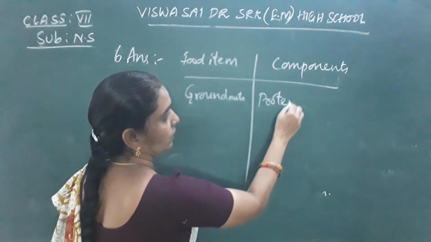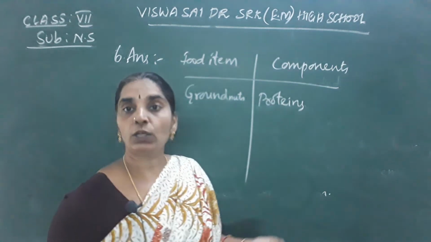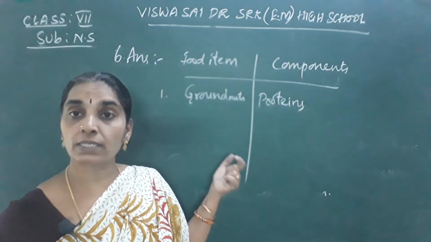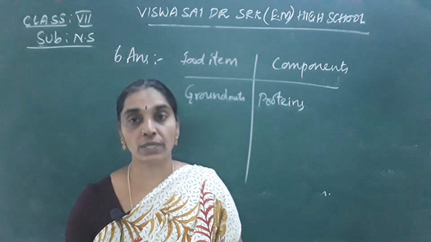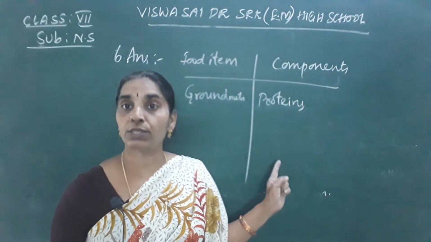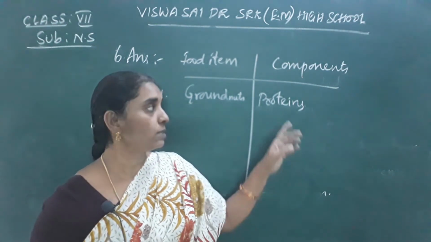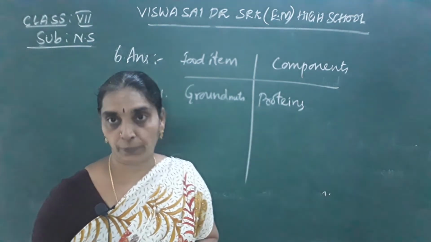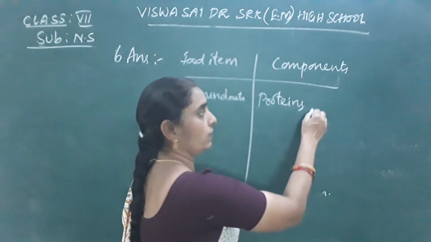Proteins. If you powder the groundnut and add 2% copper sulfate solution and 10% sodium hydroxide solution, it turns violet or purple. So it confirms the presence of proteins in it. And it also contains fats.